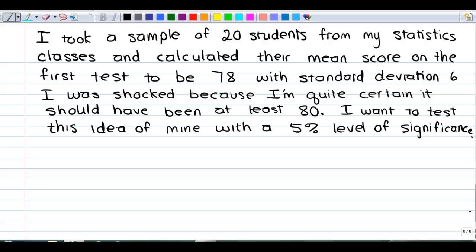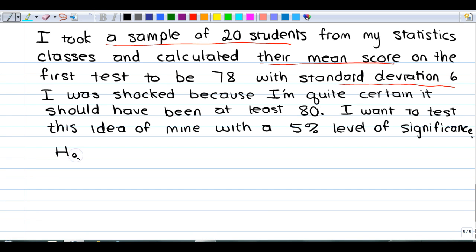What have we got here? Well, I took a sample of 20 students. Their mean score was 78 with standard deviation of 6. Sounds like that's a sample standard deviation to me. So I'm going to run a t-test.